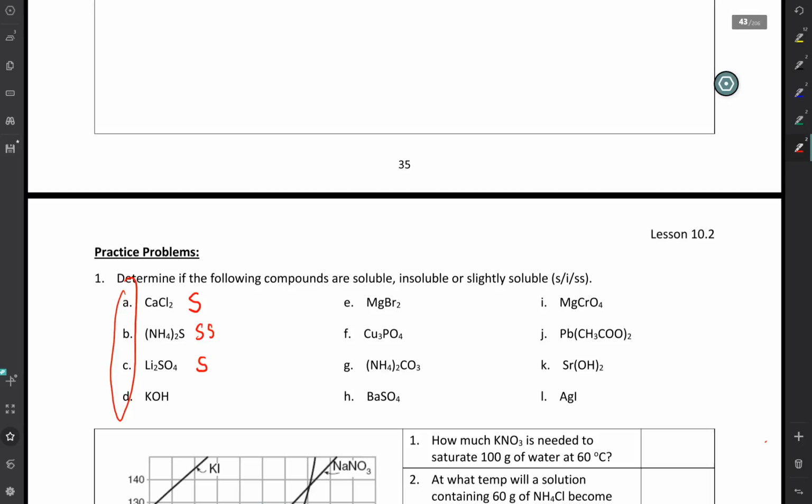KOH, potassium hydroxide. Hydroxides are generally insoluble unless they're combined with group 1 metals or ammonium. Potassium is a group 1 metal, therefore that compound should be slightly soluble in water. As always, do the extra practice problems and make sure you're understanding this concept.